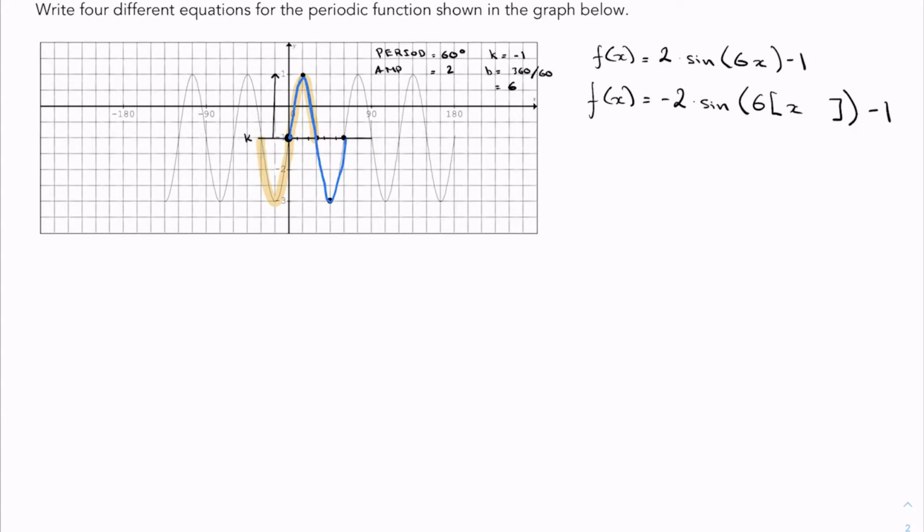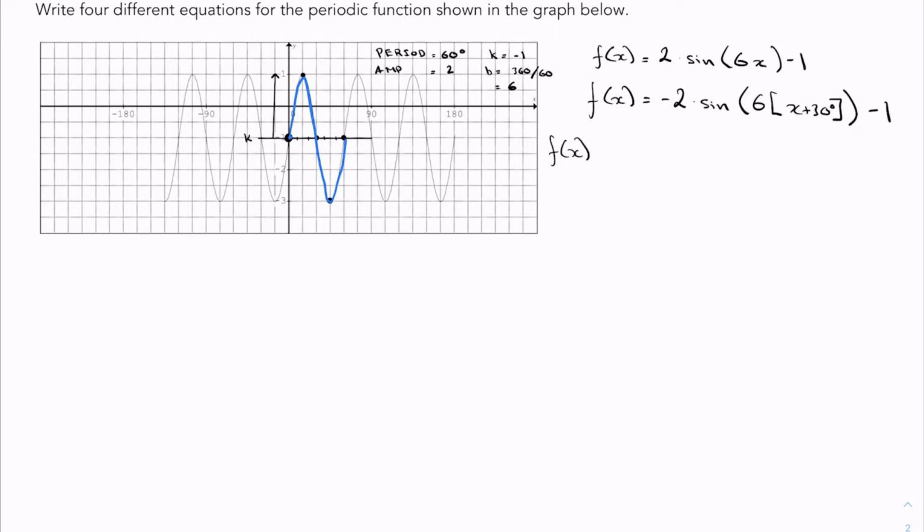In other words, I'm going to have +1.5 for my phase shift. Sorry, not 1.5, it'll be 30. So it'll be x plus 30 degrees. And that is our negative sine function. Next, let's look at cosine.